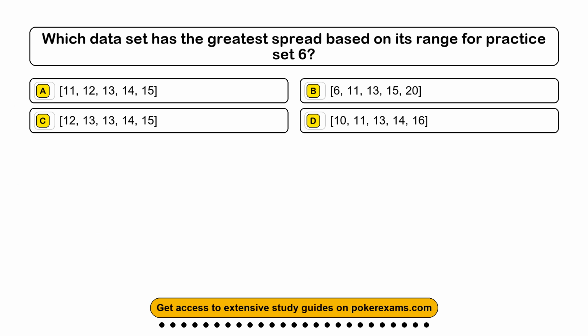Question 21. Which data set has the greatest spread based on its range for practice set 6? Option A 11, 12, 13, 14, 15. Option B 6, 11, 13, 15, 20. Option C 12, 13, 13, 14, 15. Option D 10, 11, 13, 14, 16.